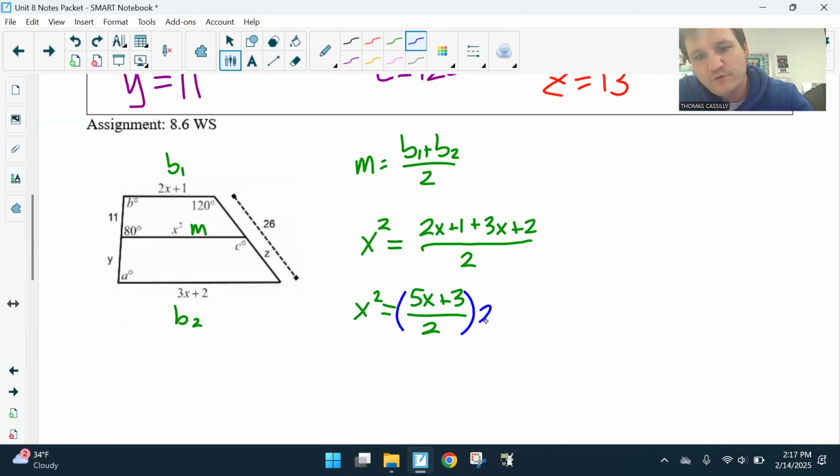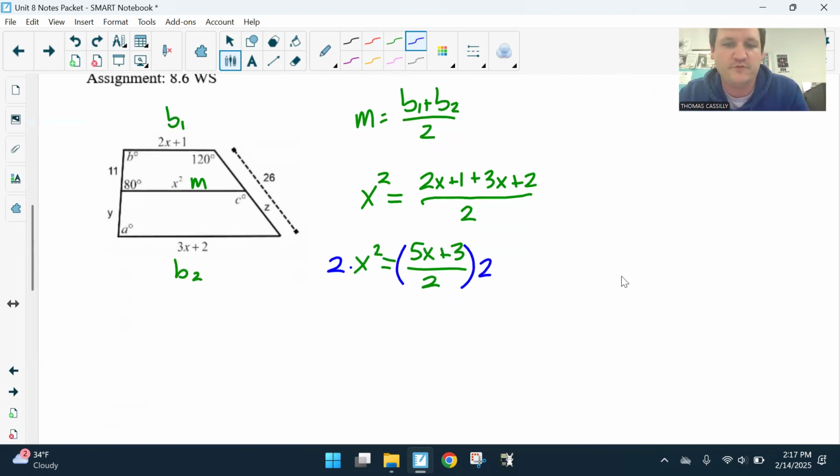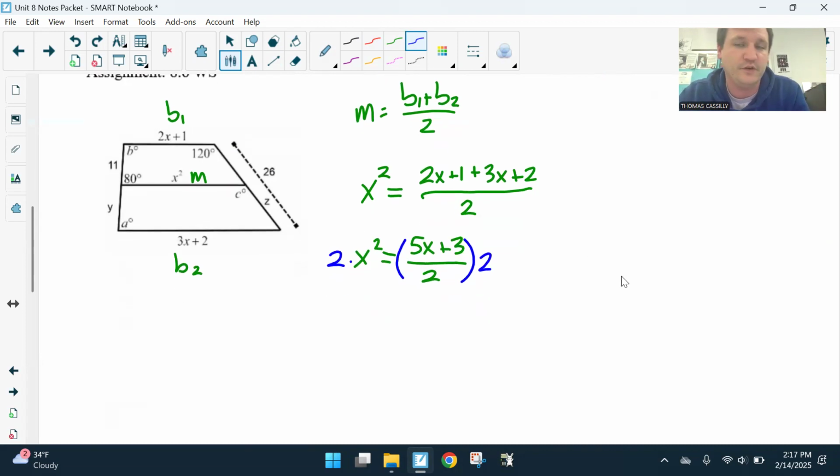All right, let's just multiply both sides by a 2. Remember, a fraction is just division, so that 5x plus 3 over 2 is 5x plus 3 divided by 2. All right, these 2's on the right side cancel. We are going to have 2x squared equals 5x plus 3. All right, and now I see an x squared term. I see an x term. I see a number. So this is going to be a factoring problem.